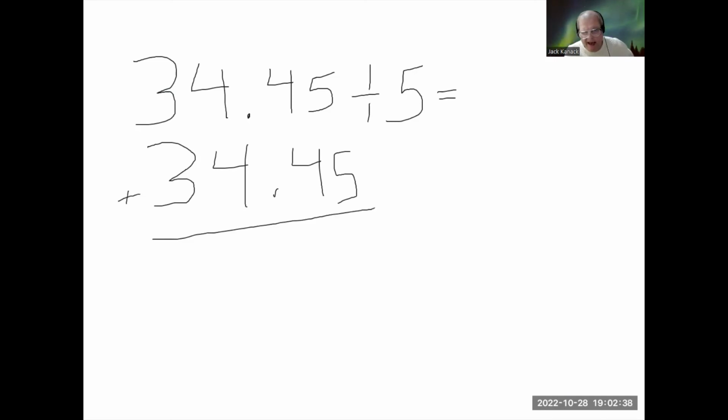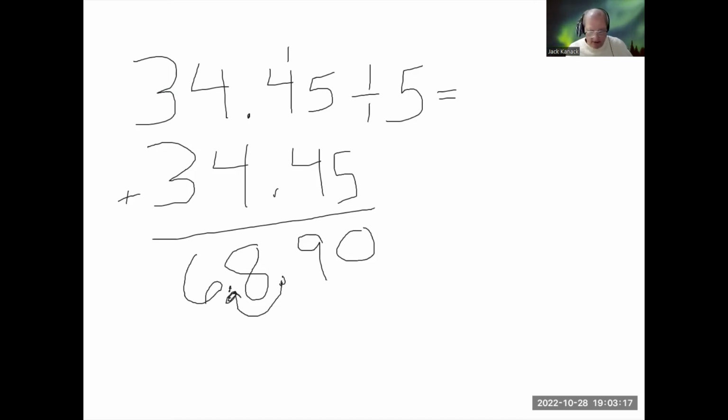5 plus 5 is 10. That's a 0. Carry the 1. 1 and 4 is 5. 5 and 4 is 9. We're going to move the decimal place here like normal. 4 plus 4 is 8. And 3 plus 3 is 6. So it's 68.9. We're going to move this decimal place 1 to the left. And it's 6.89 is your answer. Let's go to the calculator.